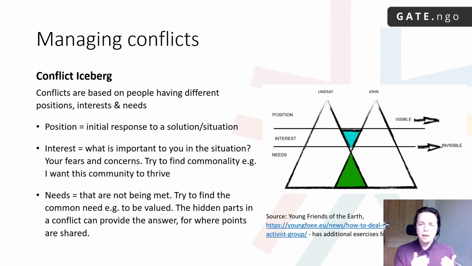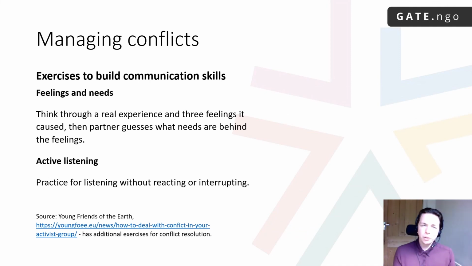Needs are the very deep base layer of the pyramid. If these are not being met, you can try to find the common needs. We both need to be valued. These can provide the answer for where points are shared and can provide a point of commonality to build from. There are other exercises to build communication skills around feelings and needs and active listening, which can also be helpful for managing conflicts. Have a look at this resource from Young Friends of the Earth.